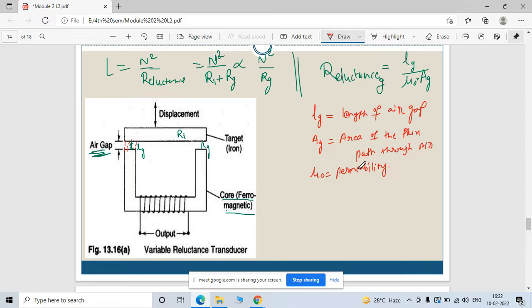See, R is proportional to Lg, and inversely proportional to mu zero and Ag. So all these three quantities are constant for this particular arrangement. So I can say that for this particular arrangement, the reluctance part is a constant. Reluctance of G is a constant.